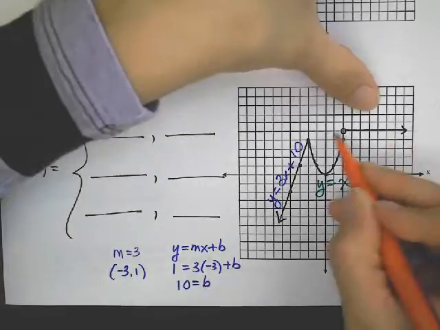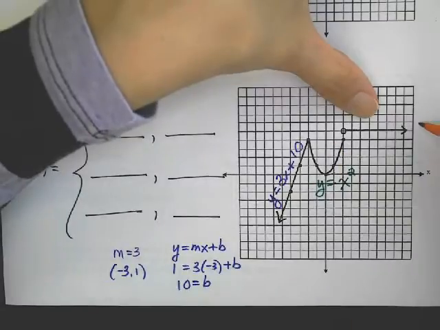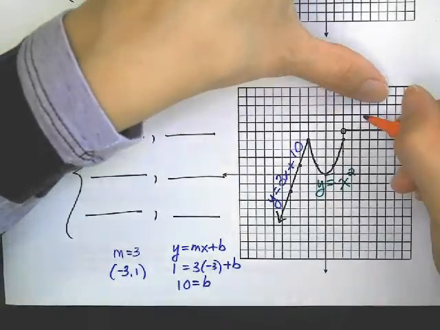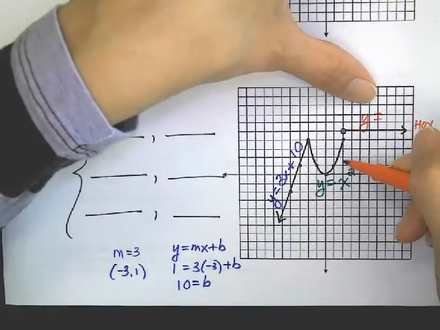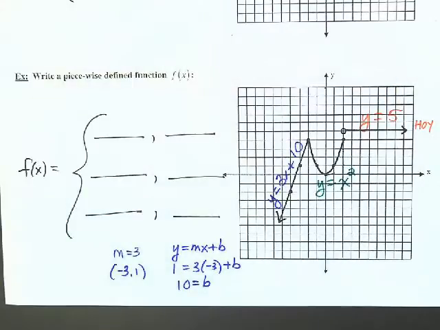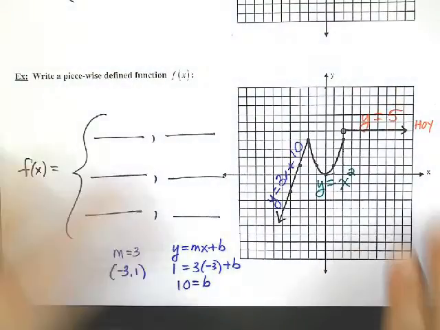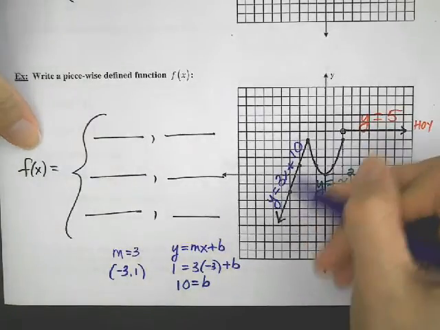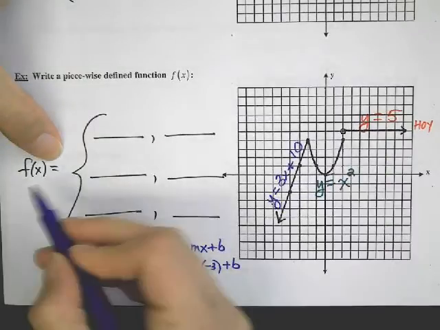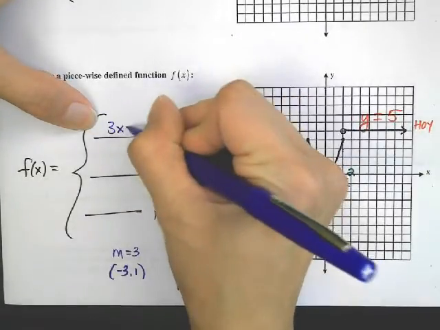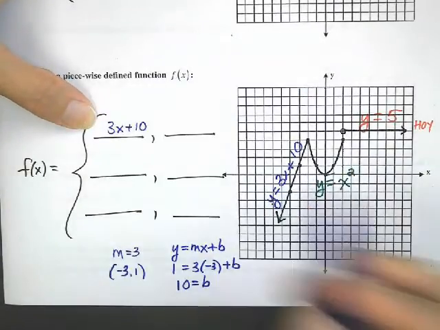And the last piece, this looks like a horizontal line. So the equation for this one is going to be y equals, let's see, 1, 2, 3, 4, 5. Y equals 5. All right, a lot of the hard work was done over here. Now we just have to put all the pieces together. So the first piece is this line. The y and the equals are already there, so I'm going to start with 3x plus 10.